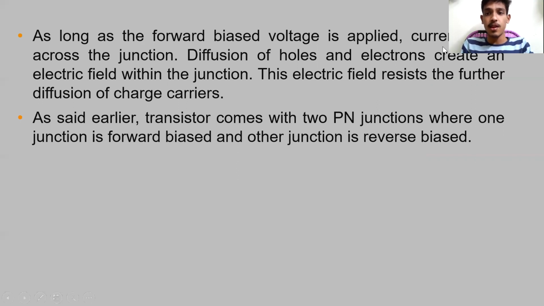Diffusion of holes and electrons create an electric field within the junction. This electric field resists the further diffusion of charge carriers. As said earlier, transistor comes with two PN junctions where one junction is forward biased and other is reverse biased.